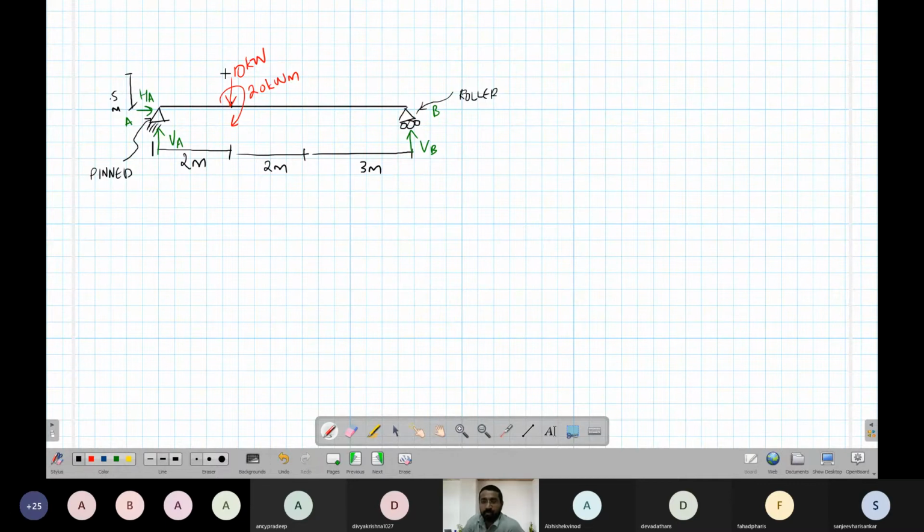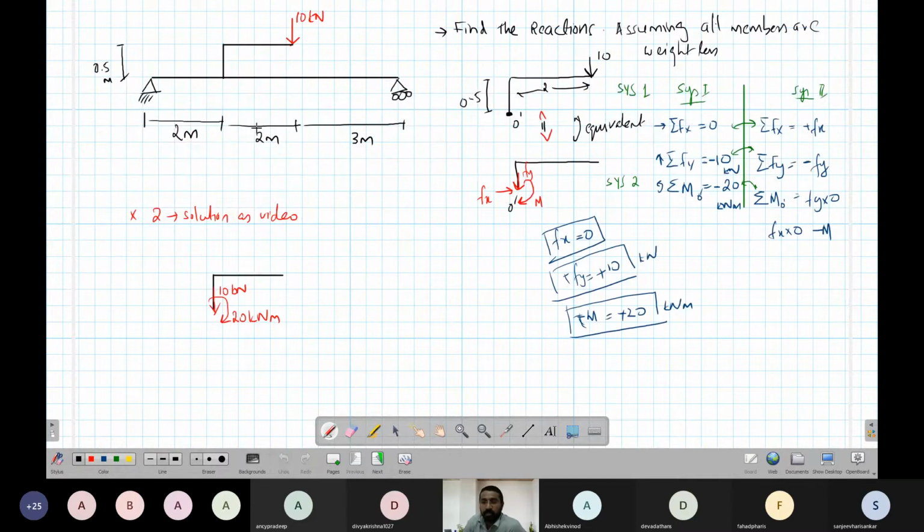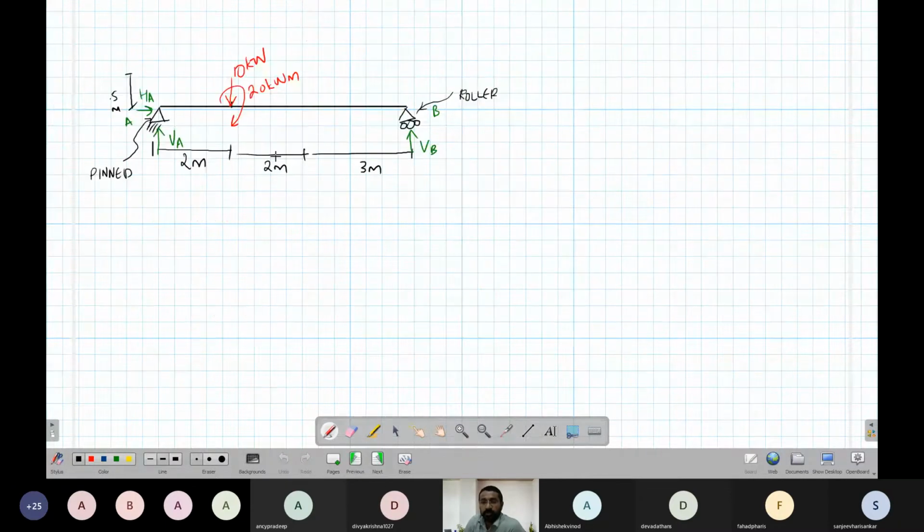So this is a problem in which I hope this is clear. In these problems we know how to tackle it. Now it is simple. The system is in equilibrium.